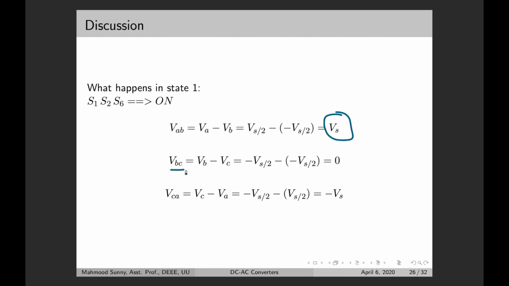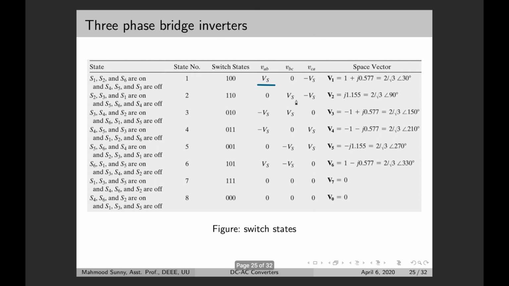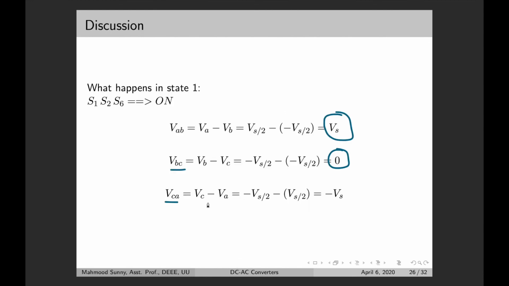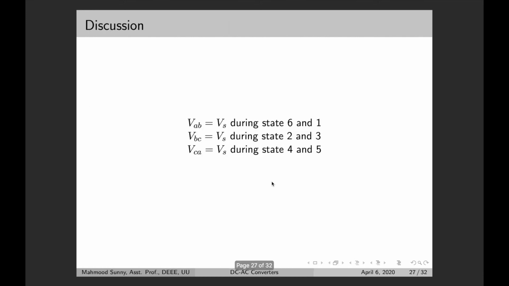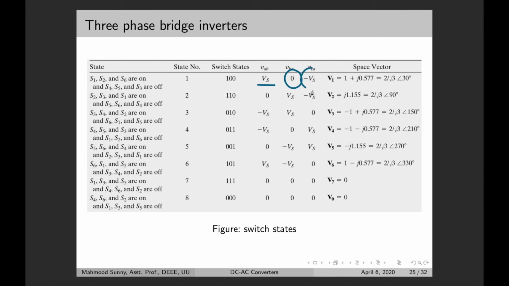Now for VBC, VB minus VC, so VB is negative, minus VS divided by 2, minus VC is also negative, so minus VS divided by 2, which gives us 0. So we can see VBC is 0. Then VCA, VC is negative, so minus VS divided by 2, minus VA, and VA is positive, which gives us minus VS. You can see minus VS.